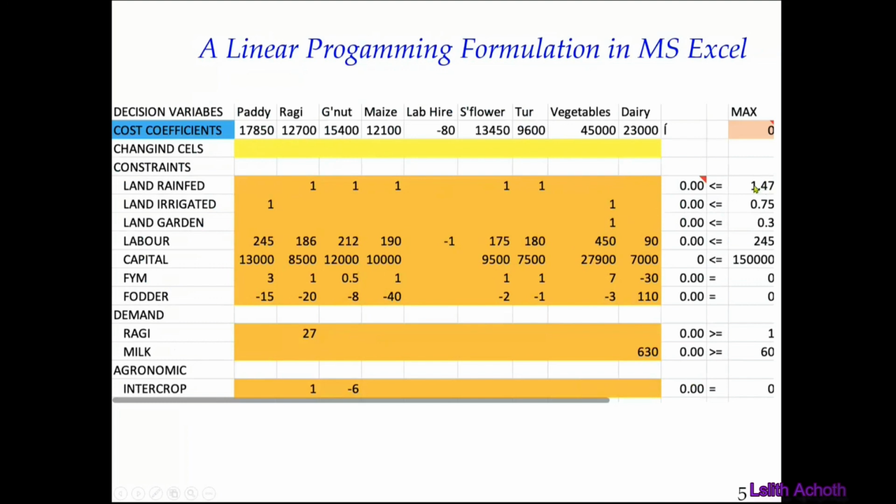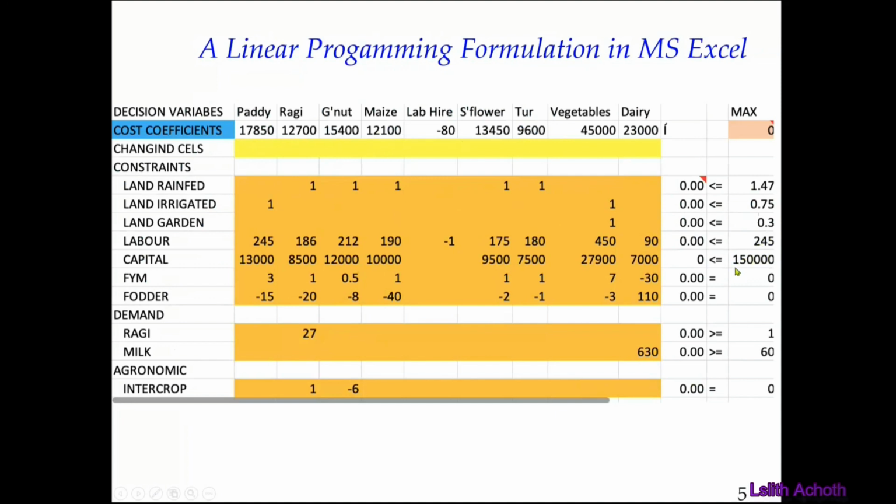And then here what I will give is rainfed land 1.47 acres, irrigated land 0.75 acres, and garden land 0.3 acres. Right? So all these three should be less than or equal. Now these are hard constraints, rigid constraints. I have to satisfy them. I don't have more land, I cannot exceed. Then I have got capital. These are constraints, but I'm not targeting them. This labor I will target because labor is a soft constraint.